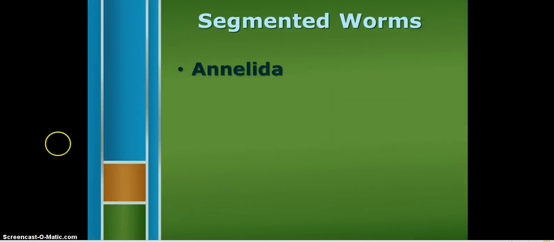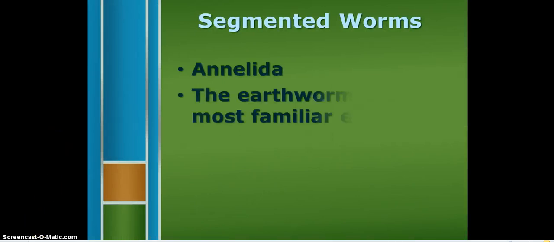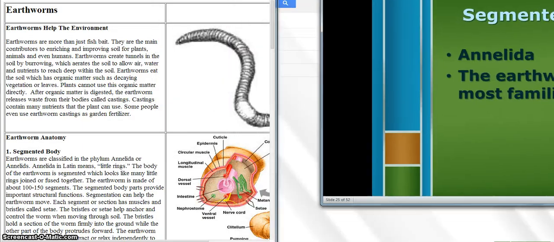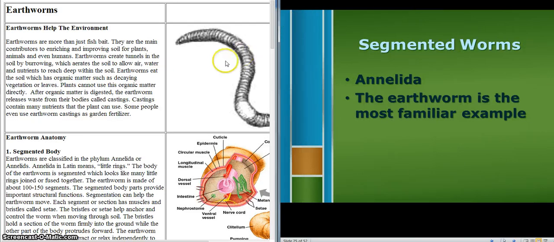As we look at these segmented worms, they are in phylum Annelida. And again, our earthworm is our most familiar example. Well, as we discuss these guys, many people will call the earthworms the digestive system of the soil. They're really more than just fish bait, and they're more than just a fun thing to play with and to make girls scream with. They're really a main contributor to enriching and improving soil for plants.